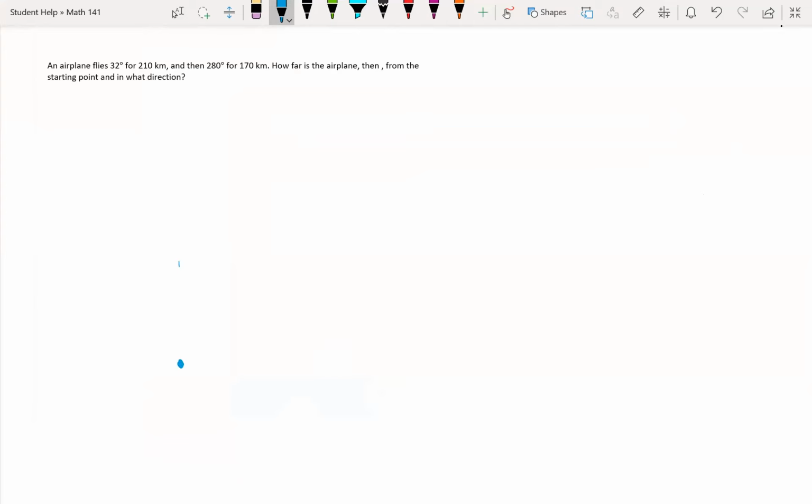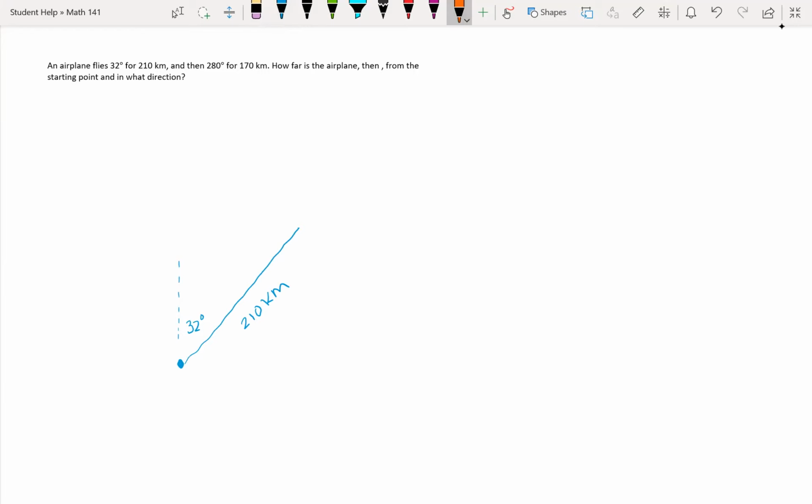And if this is sort of our northbound, what we're going to do is we're flying 32 degrees, so we're going to go clockwise. We're going to make a 32-degree angle this way. So this is 32 degrees here. And the distance that the plane has traveled is 210 kilometers.